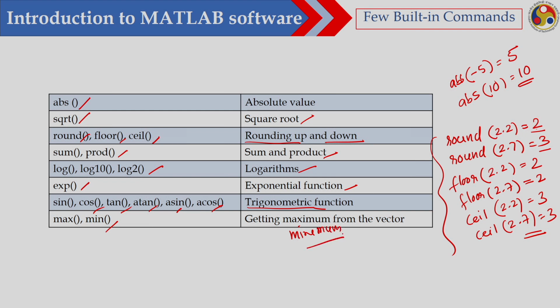Minimum from a vector. Suppose I write x equal to 1, 2, 3, 4, 5. If I write min x, I will get 1. If I write max x, I will get 5. This 5 is the maximum of this particular vector.